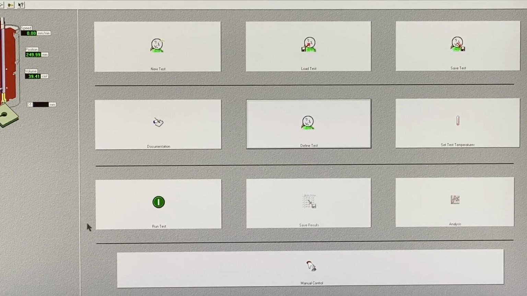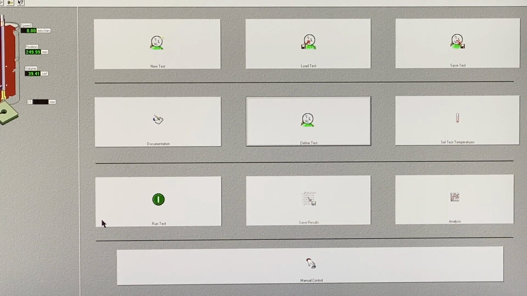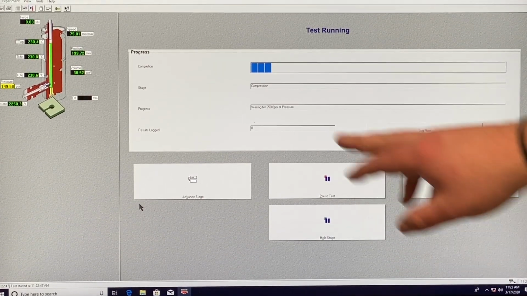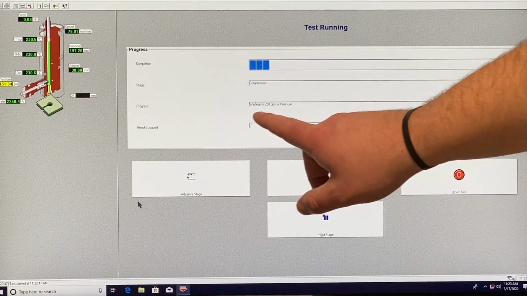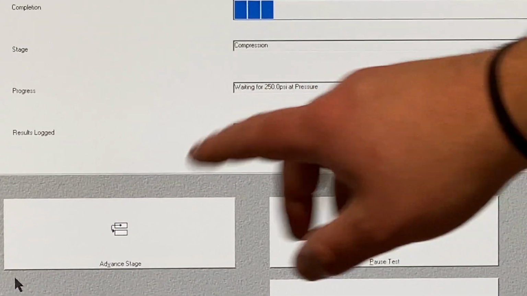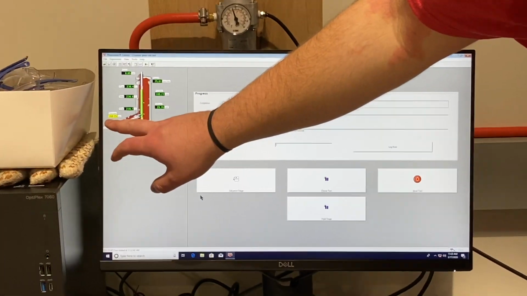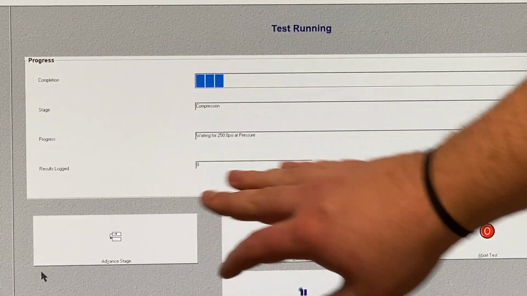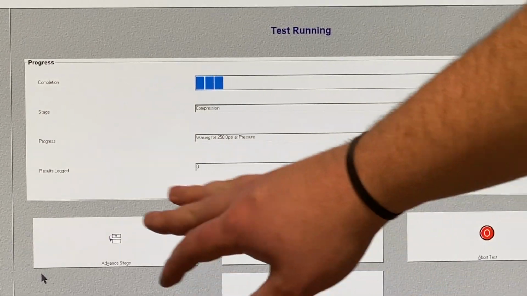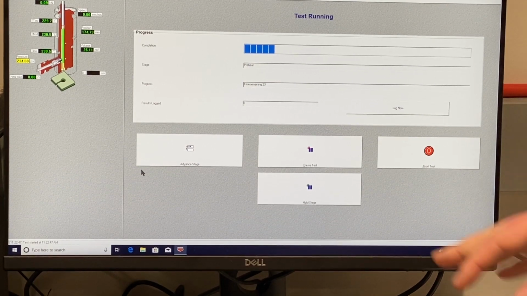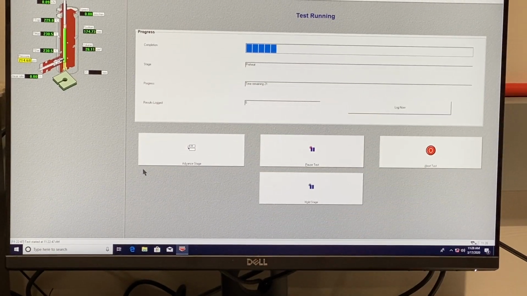Alright, so we're just going to come over here. All we have to do is click Run Test, and we'll start the test. So now that we started the test, it's doing its compression. It's waiting until it reaches its 250 PSI, which is slowly going up over here. We're at about 160 right now. Once it gets up to that point, it will preheat for 5 minutes, and then it will continue with the test. Alright, it's almost done preheating. We've got about 20 seconds left.